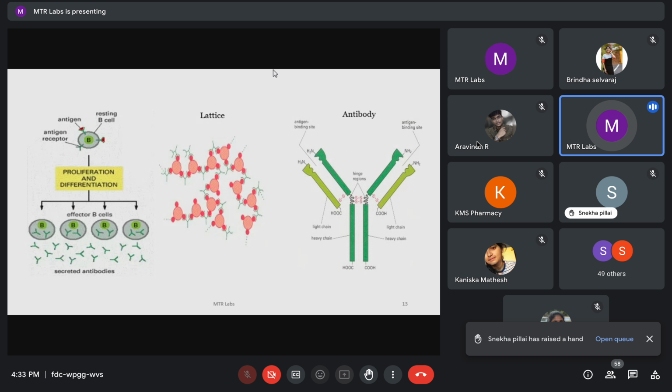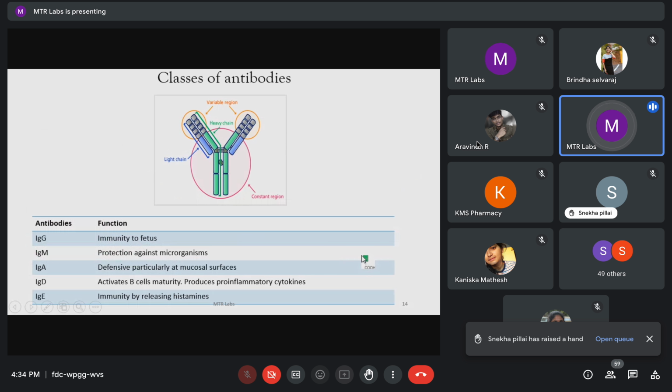To speak a little more about the antibody, it is a Y-shaped molecule. As I said, it will have 2 light chains and 2 heavy chains. The light chains and the heavy chains are connected with non-covalent and disulfide covalent bonds. The light chain is made up of 220 amino acids, and the heavy chain is made up of 440 amino acids. The upper region is called the variable region and the lower region is called the constant region or the Fc region. There are many classes of antibodies based on the functions and the structural differentiation.